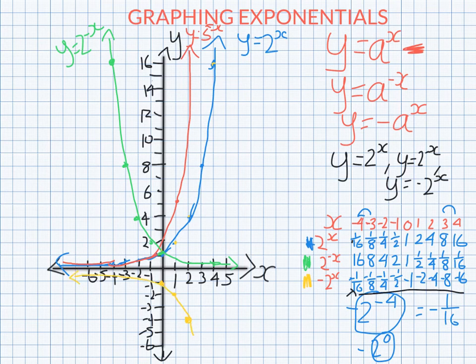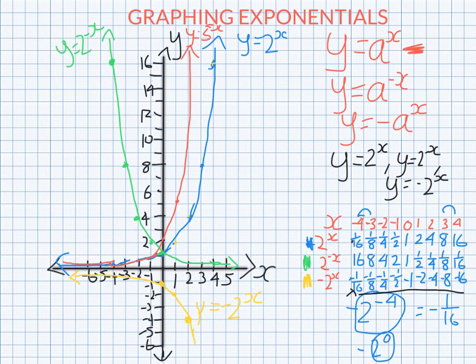Same as the blue graph, it will get closer and closer to 0 as x gets more negative, but it will never hit 0. And then, this time, it gets a large negative number really quickly. That's the hallmark of exponentials. They get big really quickly. So this will be the graph of y equals minus 2 to the power of x.